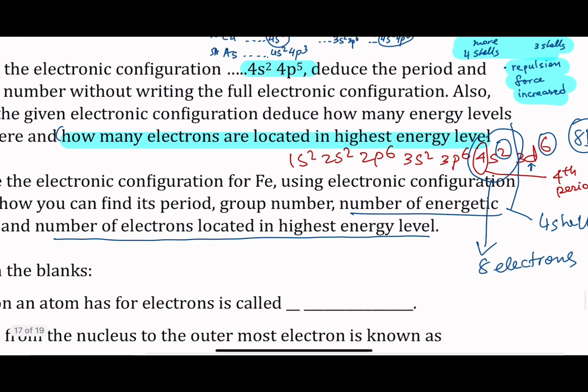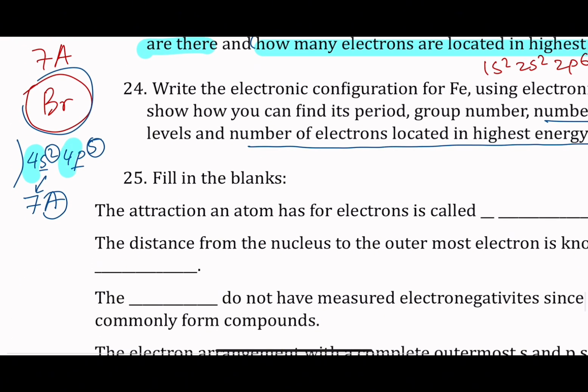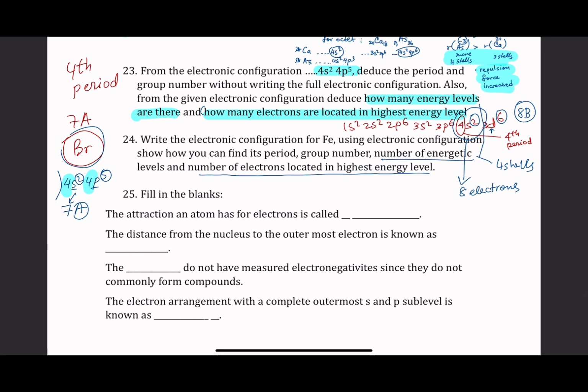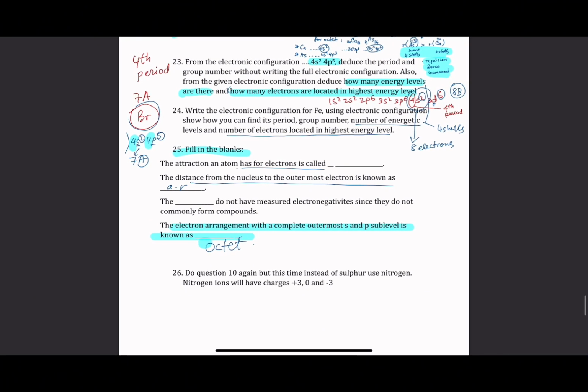And the number of energy levels, again, is just fourth, because there are 4 shells, right? And that is that. Fill in the blanks. You can actually find this electron arrangement with complete outermost S and P levels is called octet, right? Octet. This is octet. For example, the attraction of an atom for electrons is called what? You need to find that this has got to be electronegativity. The distance from the nucleus to the outermost level, I already said it, this is atomic radius. You need to know all this stuff.